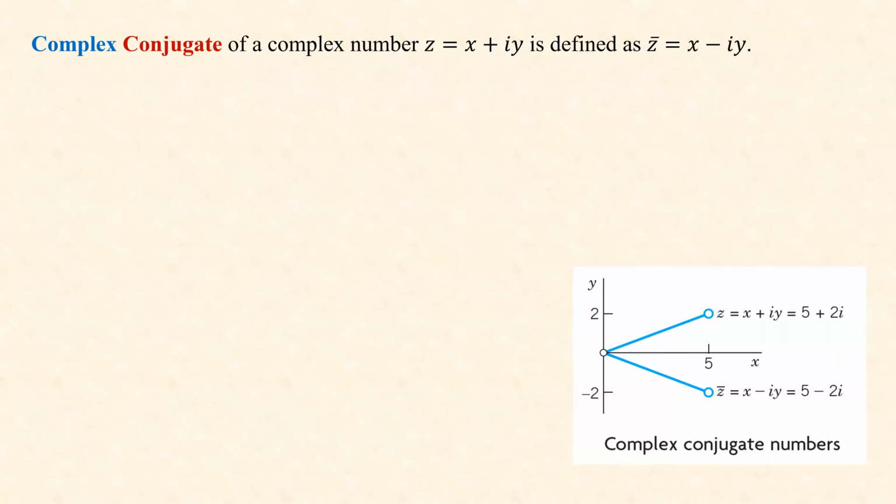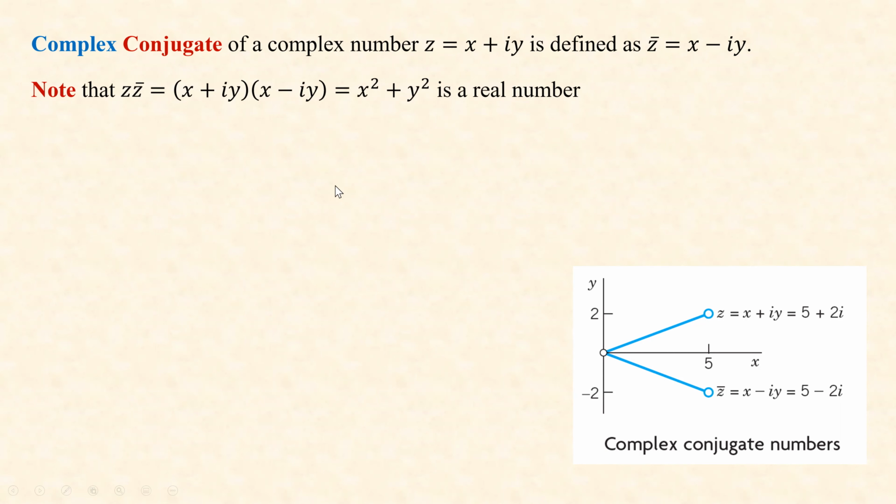around the x-axis. And of course, as you see, if a number is already real, then its complex conjugate is the same as itself. Or if a number is purely imaginary, meaning that it doesn't have a real part, then its complex conjugate is negative of itself.